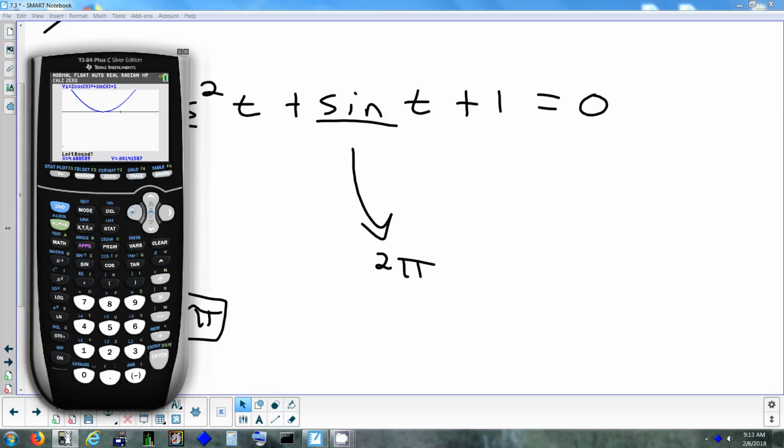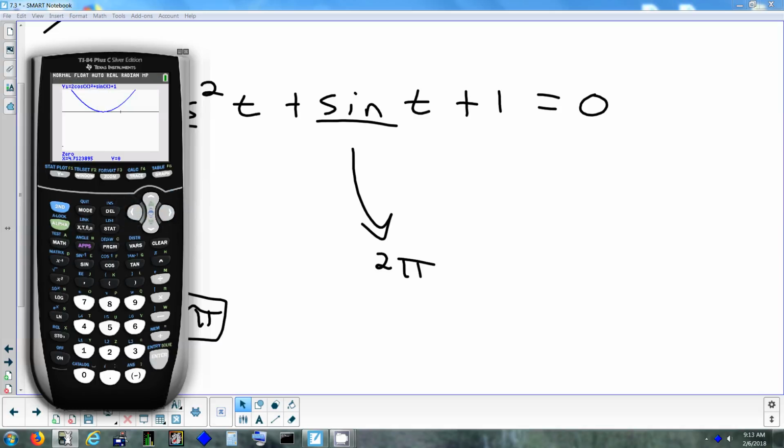Pick a point enough to the left of where you think it crosses. Okay, get a point a little bit to the right. And then the guess, it doesn't really matter because you've already specified the start and the end point. If your guess is closer to where the answer is, it'll do it a little faster. That's all.